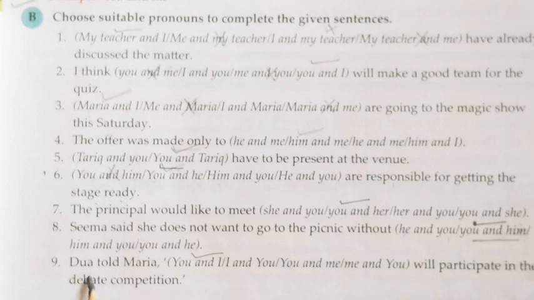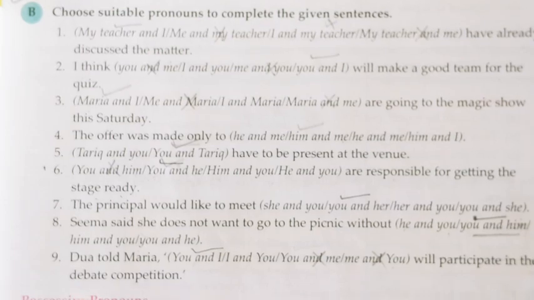Last but not the least, Dua told Maria, you and, now this is the code. So again, this is the subject pronoun we have to use here. You and I and you and me and you. These are not the correct options. We have been left with you and I and you. Second person, first person, we have to give preference to second person. It would be you and I will participate in the debate competition.